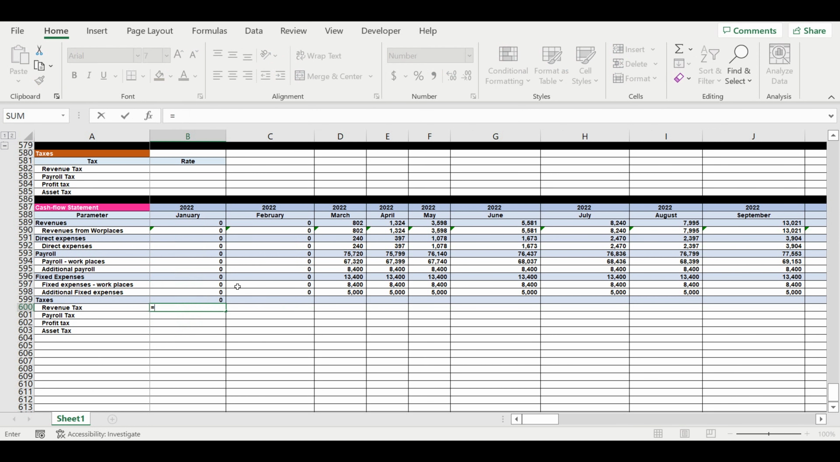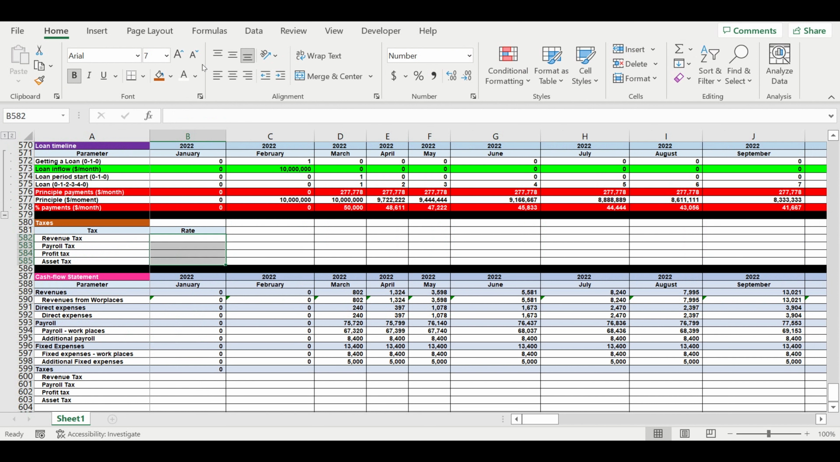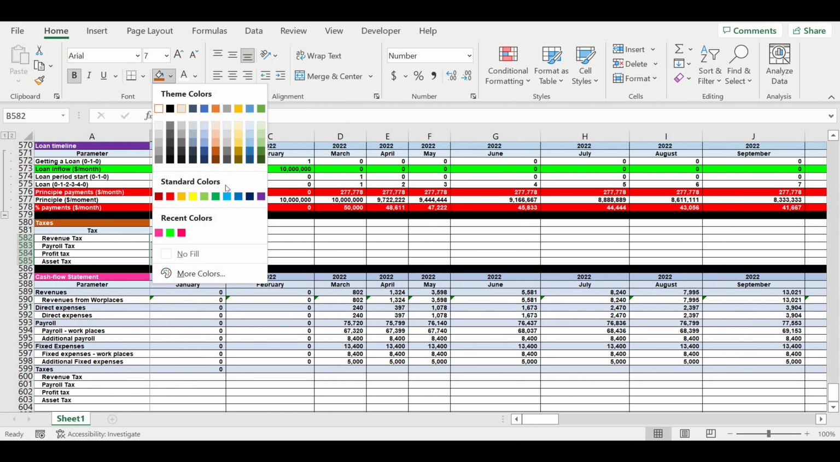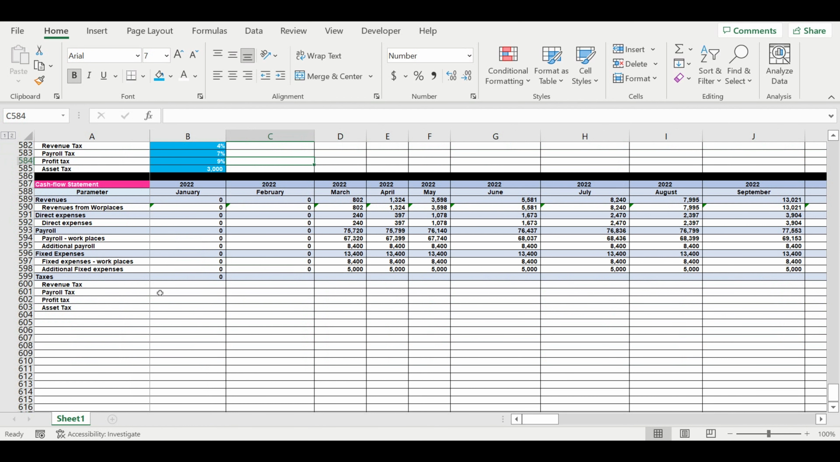So the revenue tax will be, let me just set up the rates. These will be the inputs. I'm marking them with a specific color, which goes with all of our inputs. The revenue tax will be, for example, 4%. Payroll tax will be, for example, 7%. Profit tax will be, for example, 9%. And for asset tax, we will pay, for example, $3,000 monthly. So let it be so.